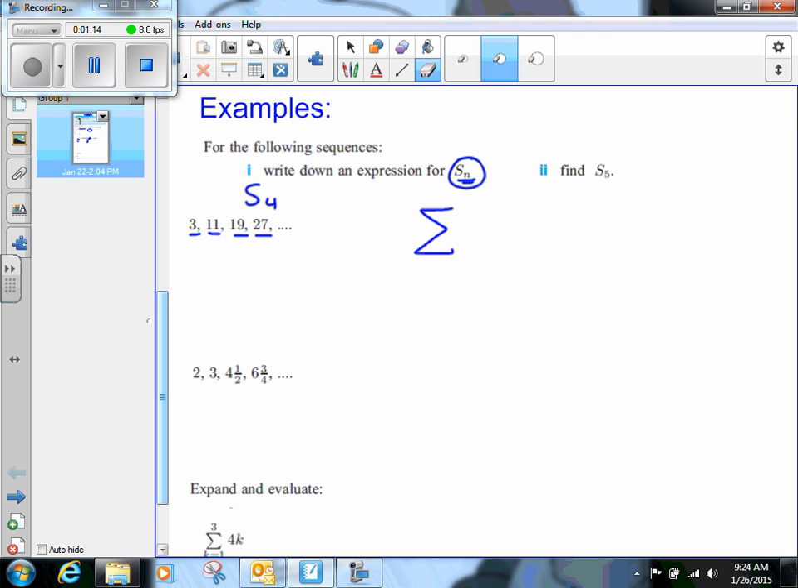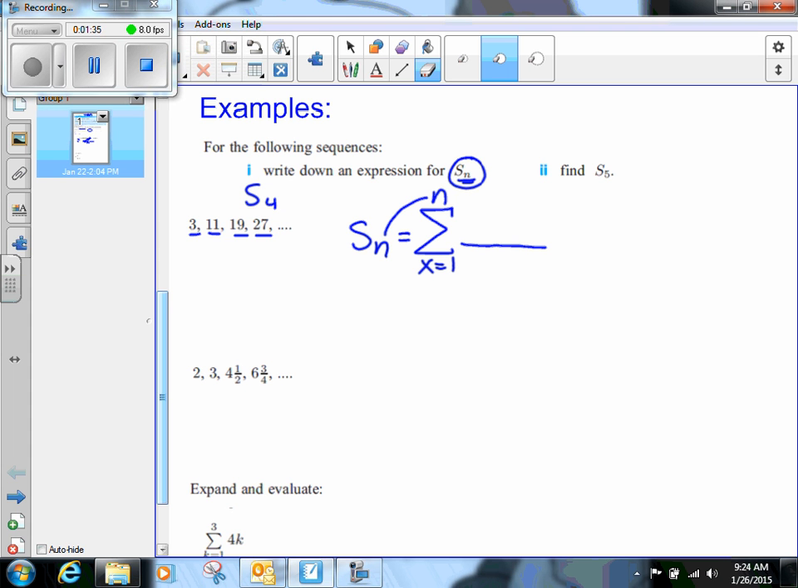So we have our sigma, which means sum of, and then we're going to start with thinking that if I do S sub n, then the n is up here. These numbers are going to agree. And this is saying start with the first term, and then this is the rule that I want you to apply. So for this example here, I have to come up with the rule.